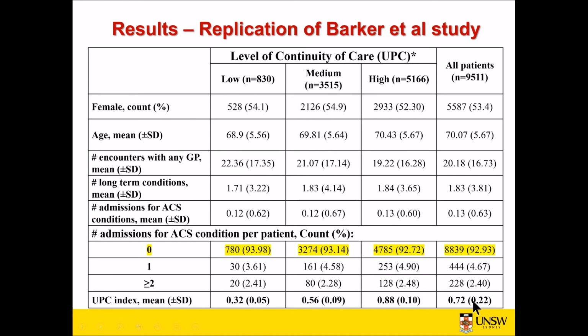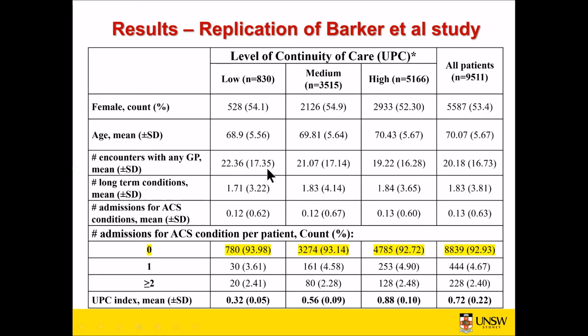So moving on, looking at the demographics of our data set. We split the group into low, medium, and high UPC index. The low group is 0 to 0.4 UPC index, the medium is 0.41 to 0.7, and high is 0.7 to 1. And here are all patients on the right. We have about 53% females in our data set, and given our exclusion criteria, which included patients of only 62 to 82 years of age, the mean age is around 70 years old.